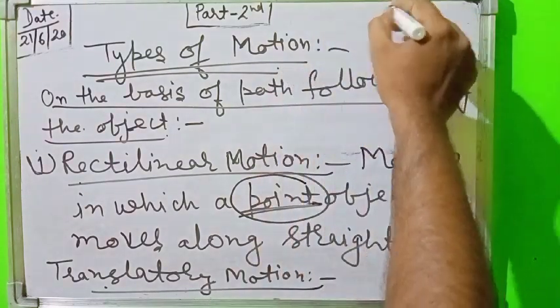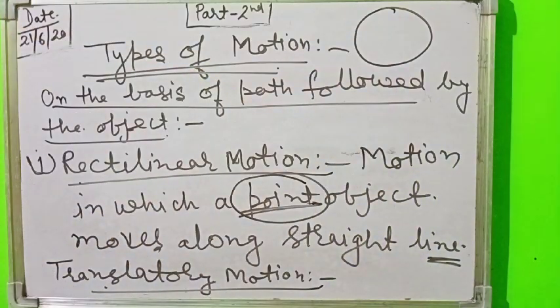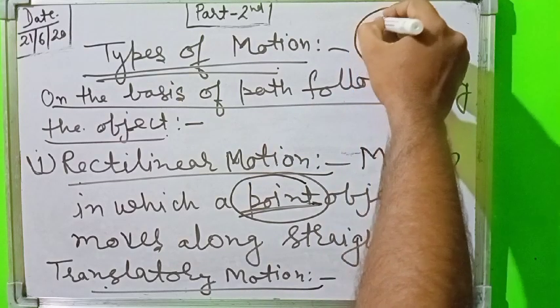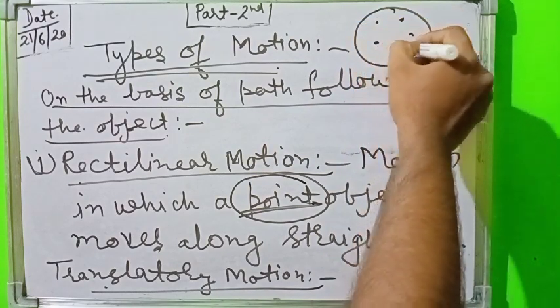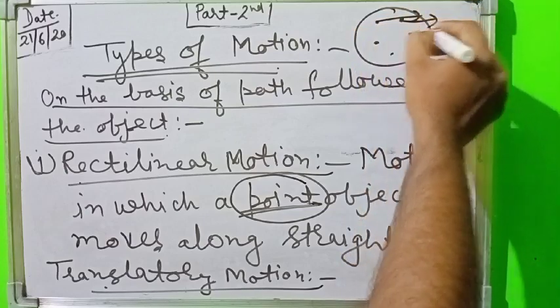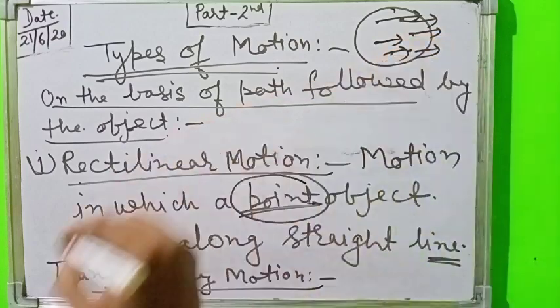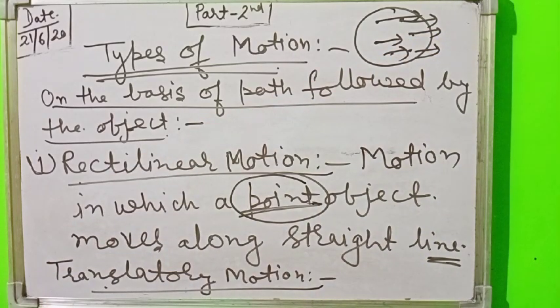But suppose we are not in a position to consider this object as a point object. So various points in this object are expected to move in a straight line. Such motion is called translatory motion. An example of translatory motion is the motion of an object on an inclined plane, a sliding body on an inclined plane.